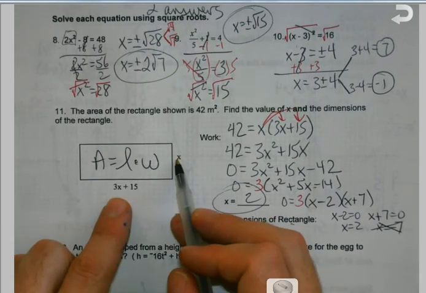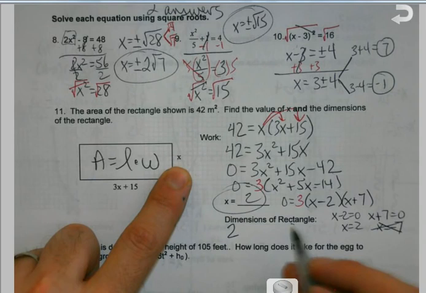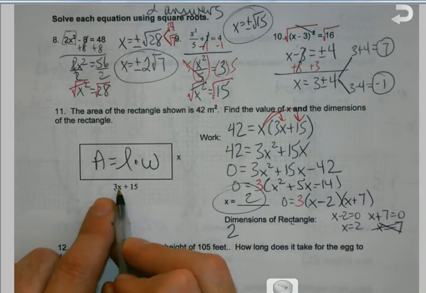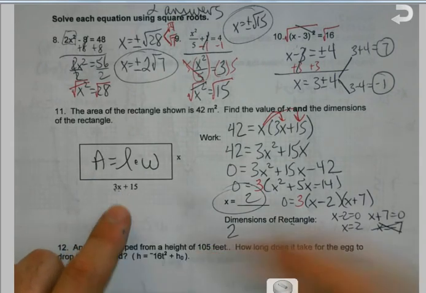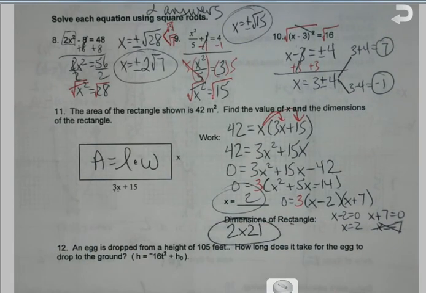Literally plug the 2 in and tell me how big this is. Well, plug in x for 2, it's 2. 3 times 2 is 6, plus 15 is 21. Okay, got my dimensions. Don't skip them.